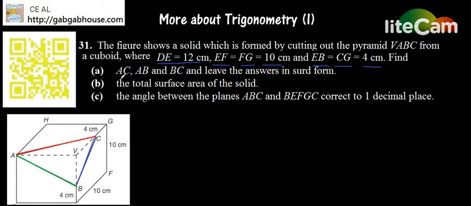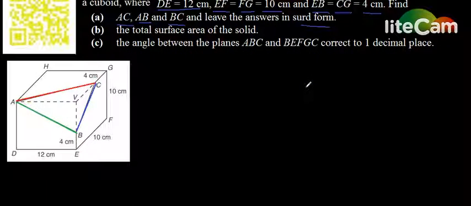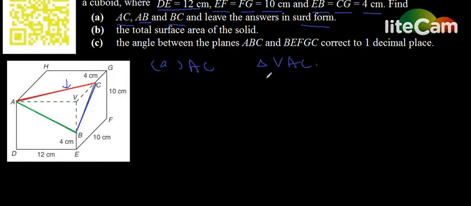Firstly, we need to find out the length of AB, AC, and BC. Firstly, we find the AC first. AC, which is the red line here. To find the value of AC, firstly, we need to focus on the triangle VAC.